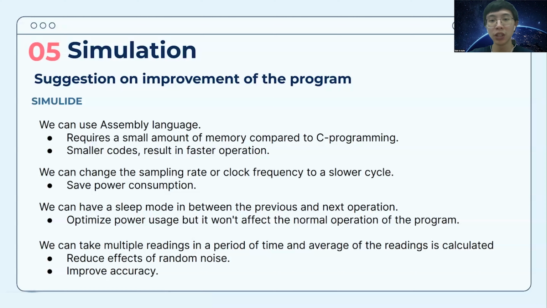We can take multiple readings in a period of time and calculate the average of the readings to reduce the effect of random noise and improve the accuracy.